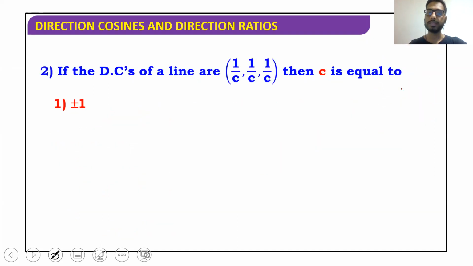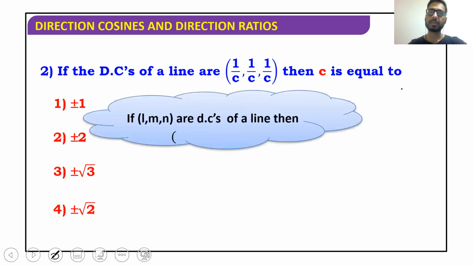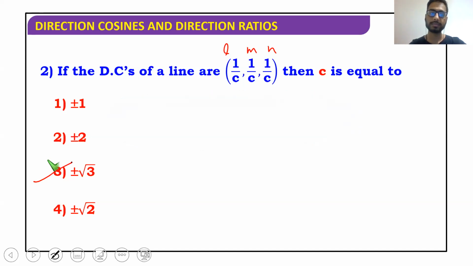The direction cosines are given, and you have to find the value of c. We know that for direction cosines, L square plus m square plus n square is equal to 1. Therefore, if these are my direction cosines L, m and n, addition of all these three squares would be 1. Therefore, I can say 3 upon c square is equal to 1. Taking square root on both sides, c is equal to plus or minus under root of 3.